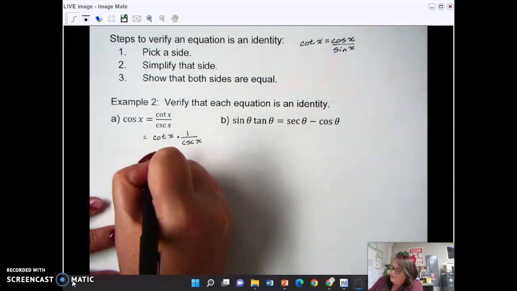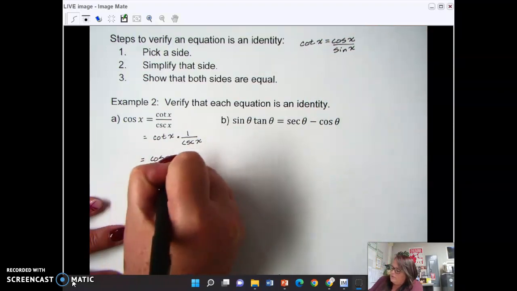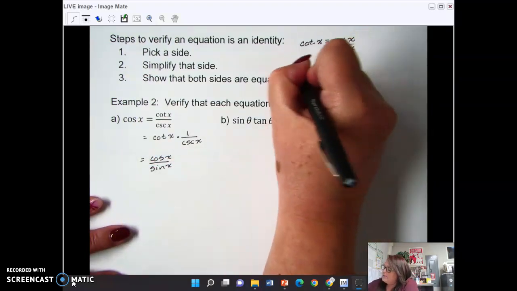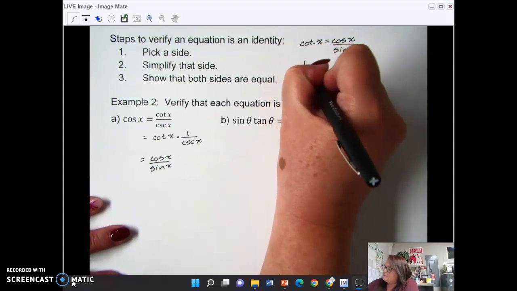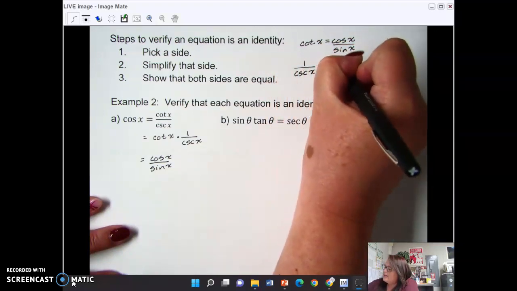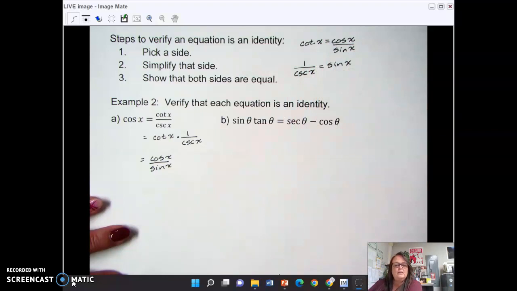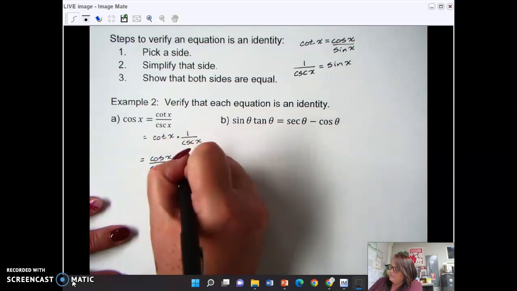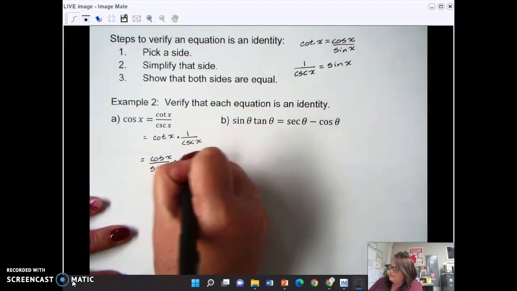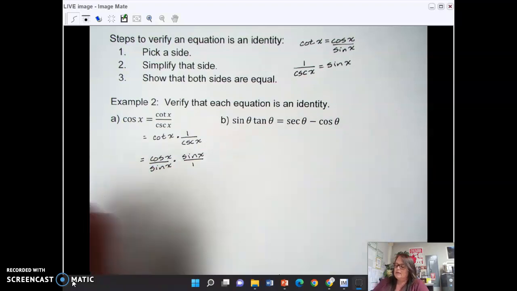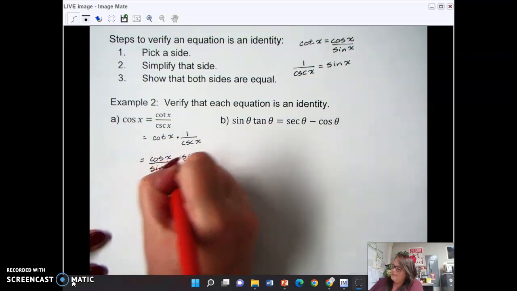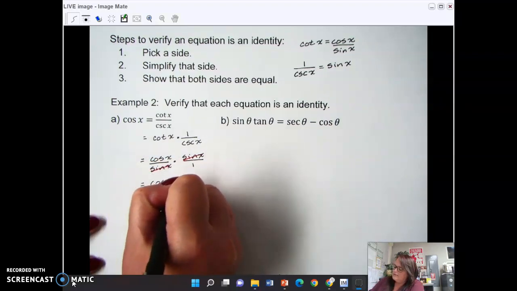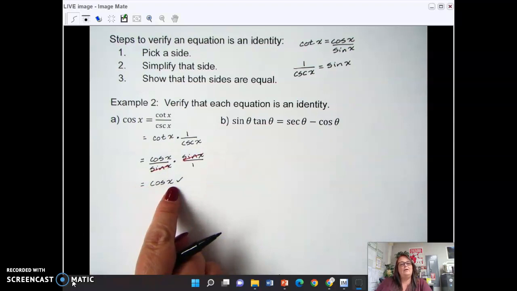So coming over here, we can say that this is cosine of x over the sine of x. And then we said if I have the reciprocal of cosecant of x, that is equal to the sine of x, that sine and cosecant are reciprocals of each other. So that means that this is equal to the sine of x, or I could call it the sine of x over 1. So now that I've done that, these sine of x's cancel, and that leaves me with just cosine of x, which means that I have done what I was asked.